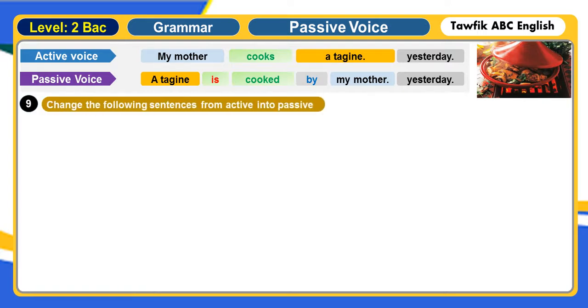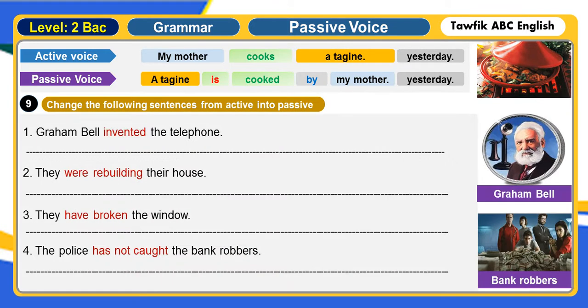The same. So دايما هذاك الاكزامبل يبقى باش يساعدنا يعني في التمارين. Number 9, change the following sentences from active into passive. So Graham Bell invented the telephone. They were rebuilding their house. They have broken the window. The police hasn't caught the bank robbers. Graham Bell on the picture, and bank robbers, which is the group of professor. La Casa de Papel. Anyway, so let's correct.